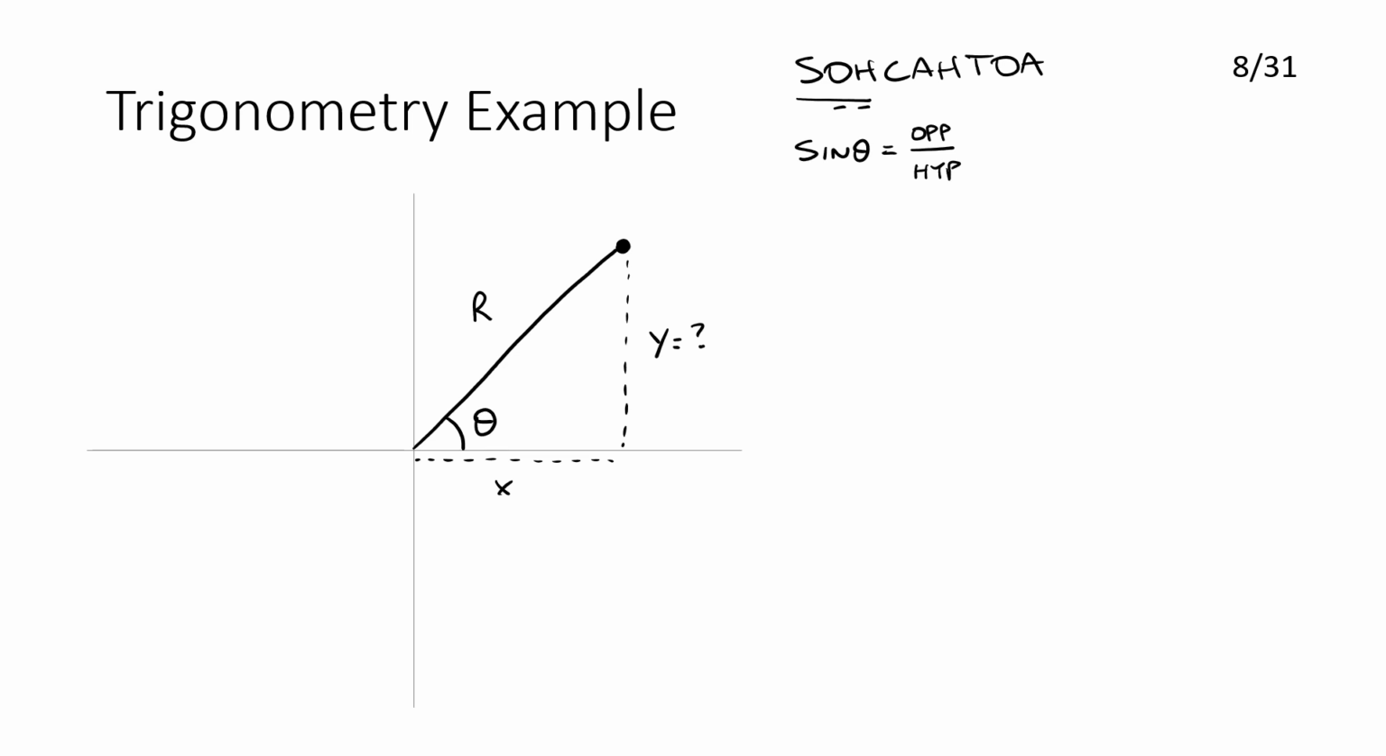All right, and this next term, CAH, that is just saying C for cosine. Cosine of the angle is AH. So that's adjacent over hypotenuse. And the last term, TOA. That is saying tangent of the angle, theta, is equal to OA, opposite over adjacent.